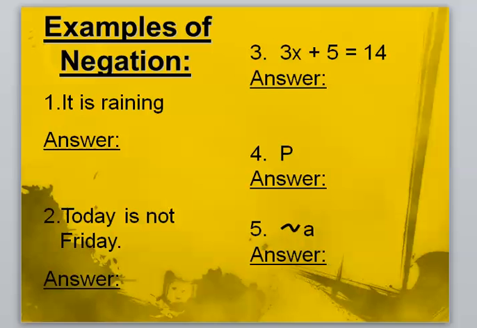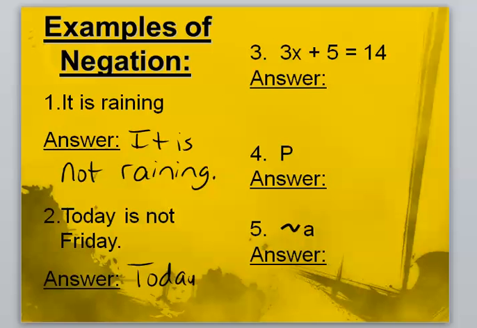Here's our examples of negation. Number 1 says it is raining. To negate this, we're going to write the opposite of it. So if I negate this, my answer would be, it is not raining. Negating puts in the word not or takes it out. Number 2 says today is not Friday. To negate this, we'll simply remove the word not. Today is Friday.